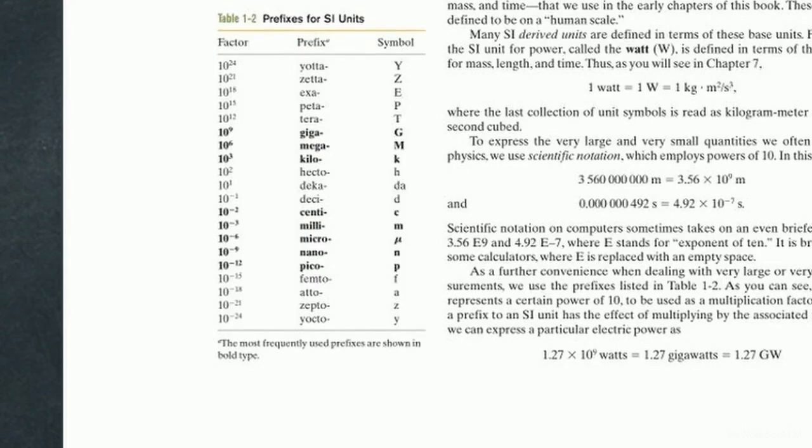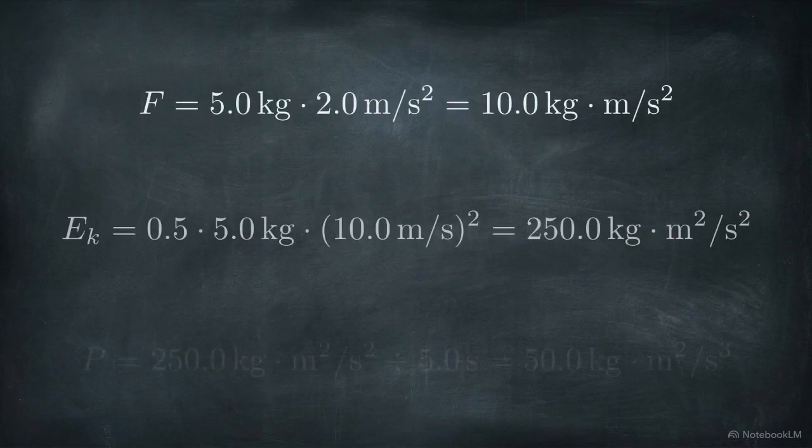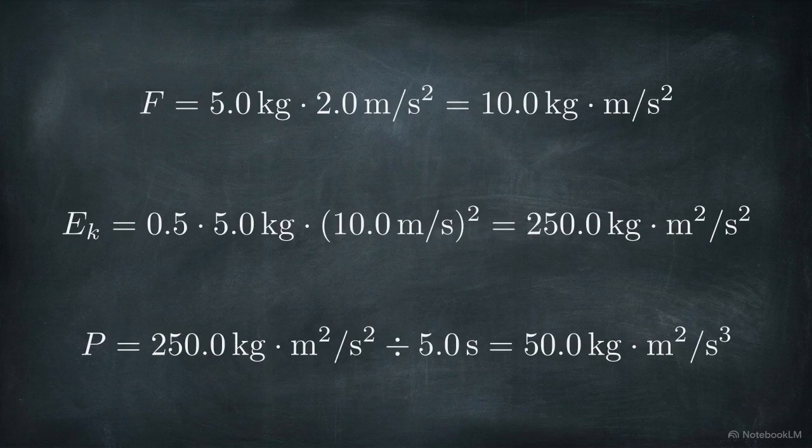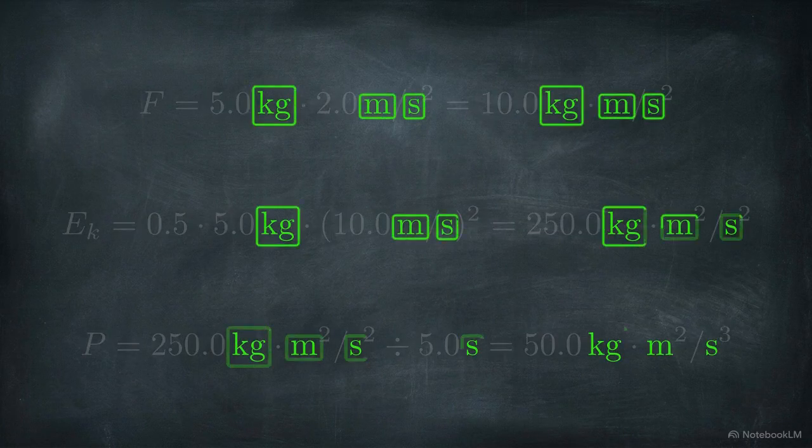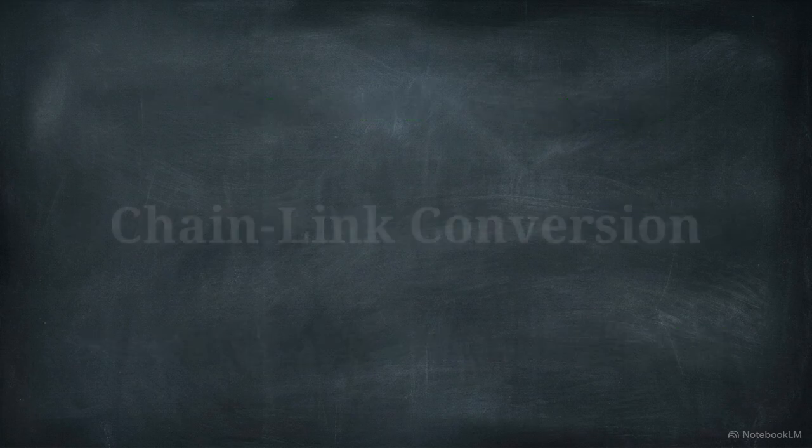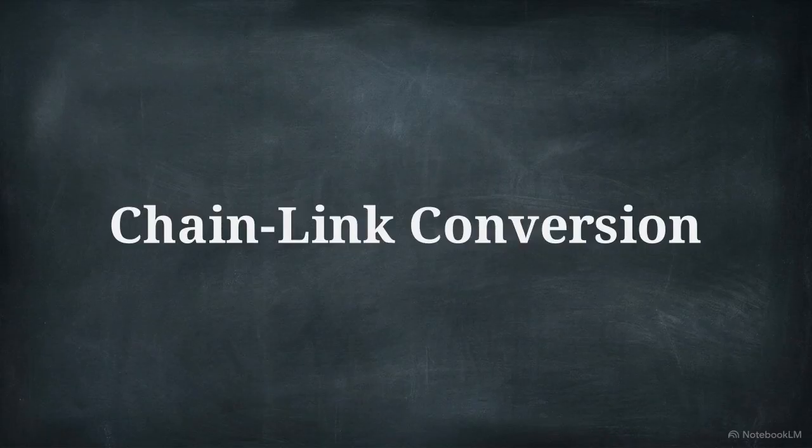Because the universe scales from the mass of a proton to the width of a galaxy, we use scientific notation and prefixes like giga or micro to scale these base units efficiently. This brings us to a baseline rule. Before you solve a single equation in physics, you have to translate your raw numbers into correct, scalable units. We do that translating through a method called chain link conversion.